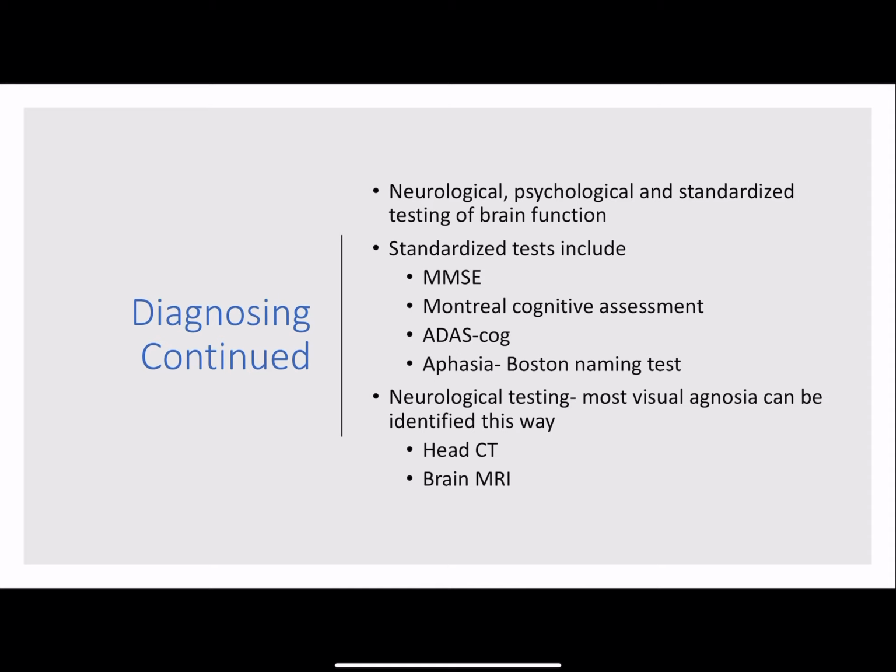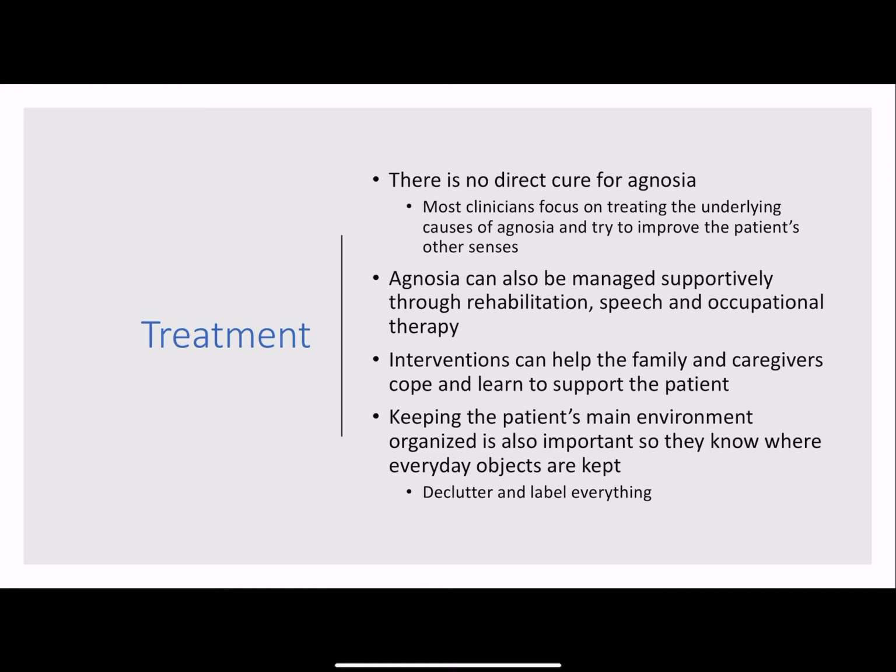And then moving on from that, neurological testing is done for most people who are suspected of having visual agnosia because it can be identified this way through a head CT or brain MRI. So, unfortunately, there's no direct cure for agnosia. Most clinicians focus on treating the underlying causes of agnosia and then try to improve the patient's other senses. For example, they can treat and prevent strokes, give antibiotics for infections, and do surgery for brain abscesses and surgery for the different brain tumors.